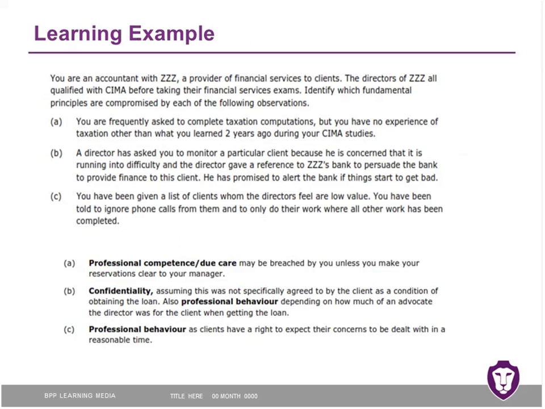So here's a typical short answer question you might get in an exam. You're an accountant with a company. You're providing services. They're all qualified. And it says identify which fundamental principles are compromised by each of the following observations. So first of all, it's saying identify. It doesn't say explain. So you could just get away with, for A, writing one or more of those 5 fundamental principles.